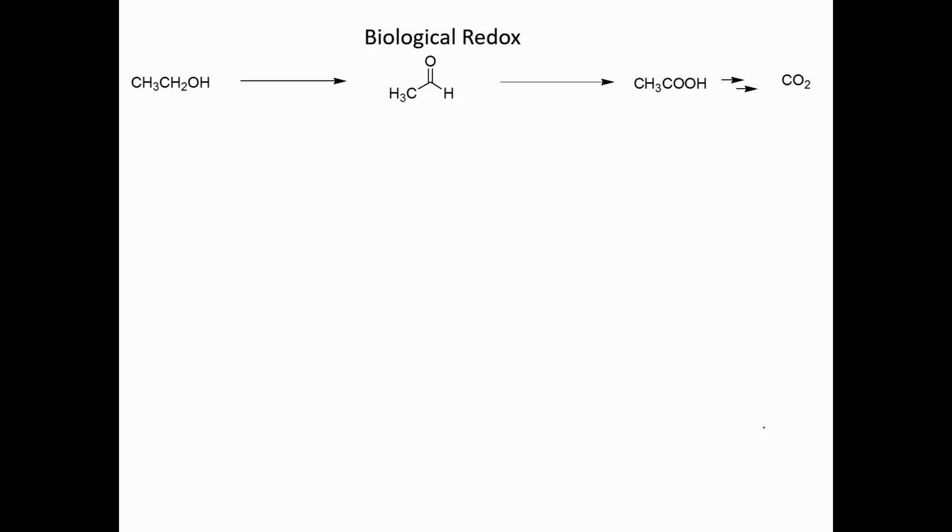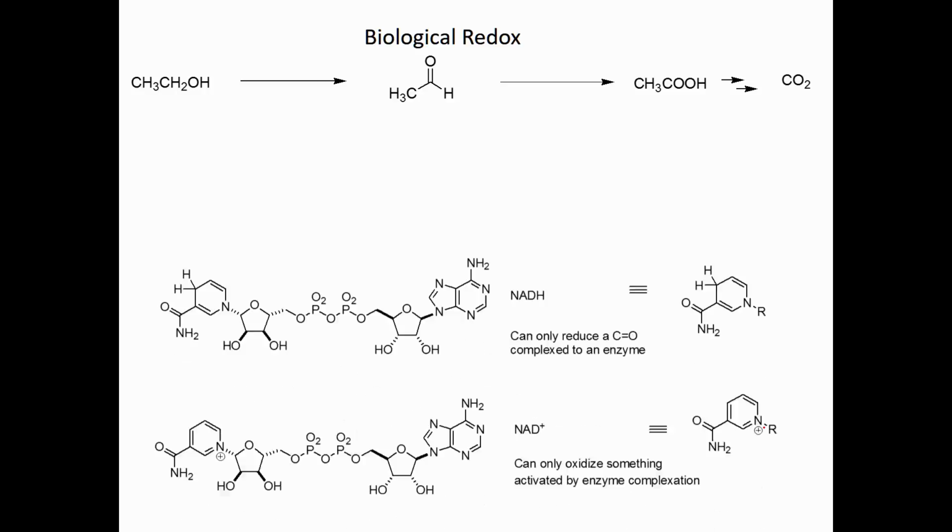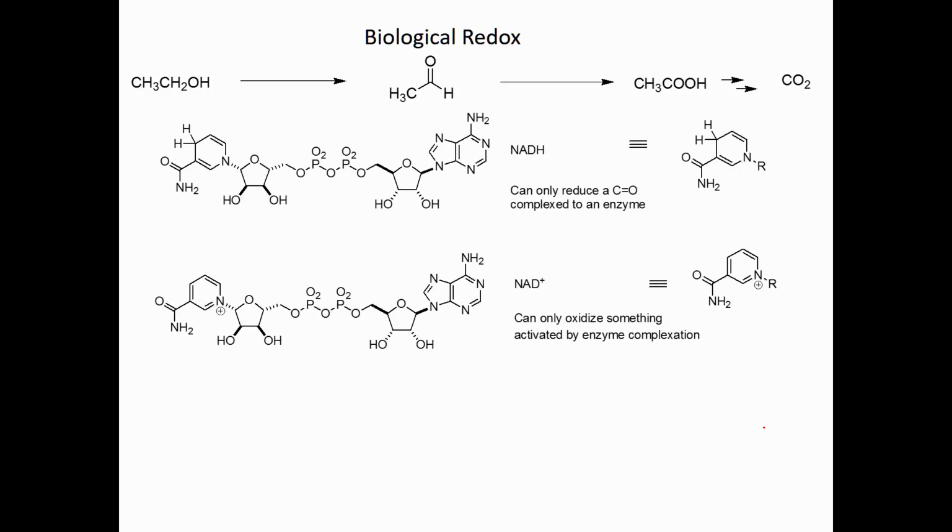So how does nature accomplish these reactions? We already talked about how chromium-6 was not compatible with biological systems. Sodium borohydride isn't either. So instead of using sodium borohydride and chromium-6, biological systems will use much milder reducing and oxidizing agents in the presence of an enzyme.